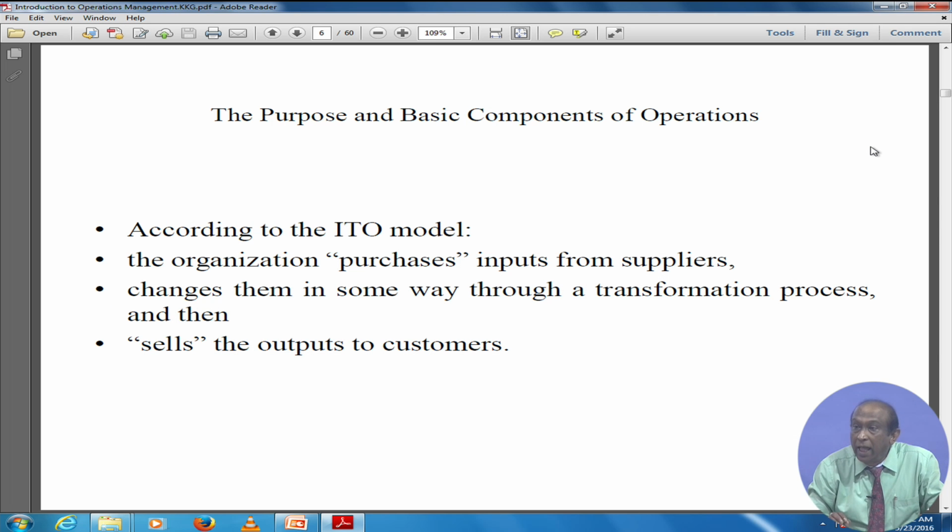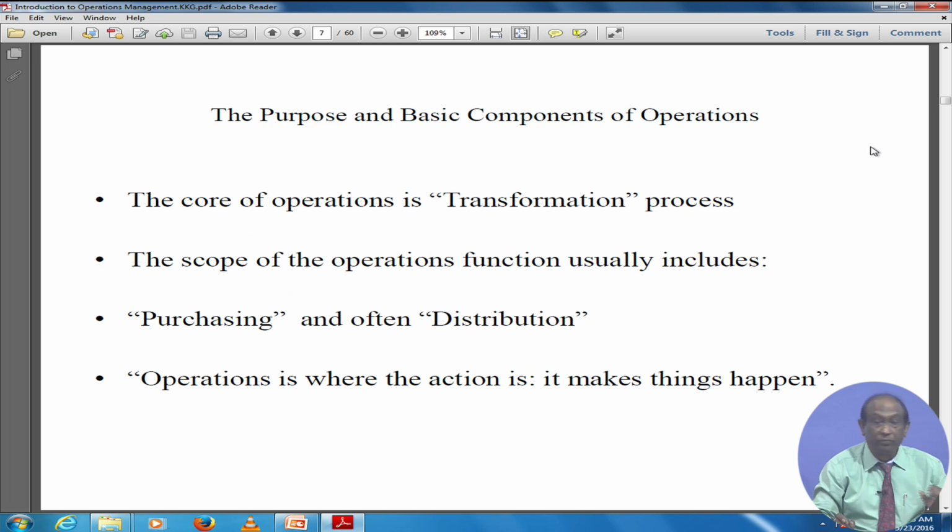So, this ITO model is very important. We have to understand this ITO model in totality. According to this ITO model, any organization purchases inputs from its suppliers, changes them in some way, that is what we call value addition through a transformation process, and then sells these outputs to its customers. This is the ITO model. Let us look into it in somewhat more depth.